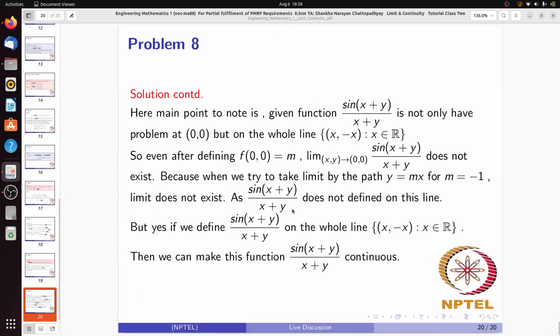Solution continued. The main point to be noted is that the function sin(x+y)/(x+y) has a problem not only at (0,0) but on the whole line y = -x, where x belongs to R. So even after defining f(0,0) to be equal to 1, the limit as (x,y) tends to (0,0) of sin(x+y)/(x+y) does not exist, because along the path y = mx with m = -1, this limit does not exist and the function is not defined on the entire line.